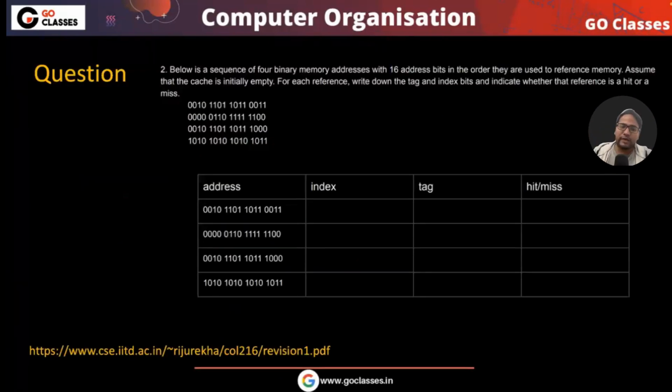Now let's see this question, which I have taken from IIT Delhi. They are saying, below is the sequence of four binary memory addresses. These are the addresses, right? Now, can you divide this into index and tag? They are saying that 16-bit addresses are used to reference memory. Assume that the cache is initially empty. For each reference, these are 16-bit addresses, right? Write down the tag and index and indicate whether that reference is a hit or miss. Okay, so I think there should be some more information, right? Like what is the size of the cache or something.